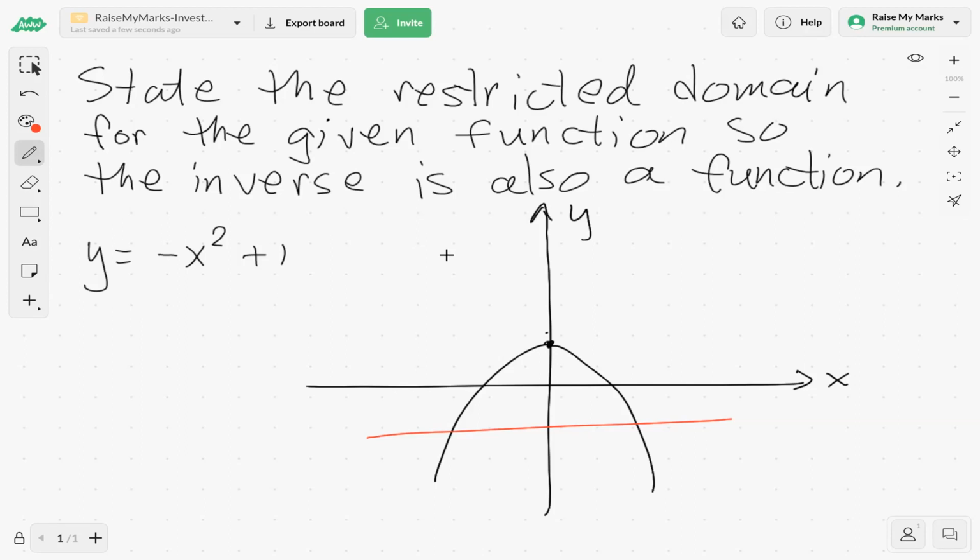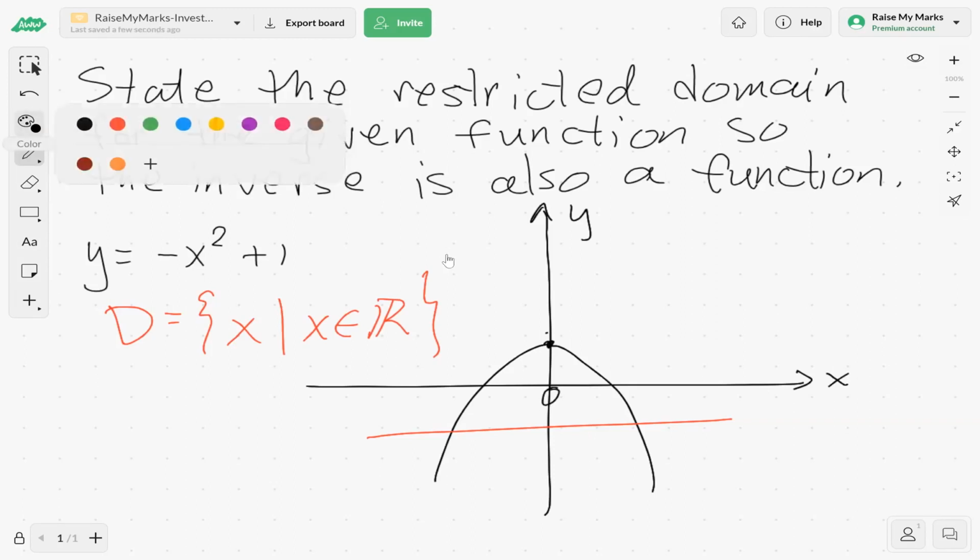However, if we were to restrict the domain, our domain for the given function is x, where x is all real numbers. If you notice, for any value of x greater than 0 or less than 0, our horizontal line no longer intersects it twice. It only intersects it once. So let's restrict our domain.